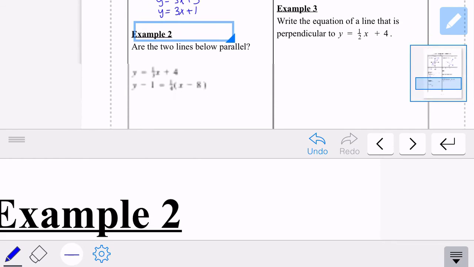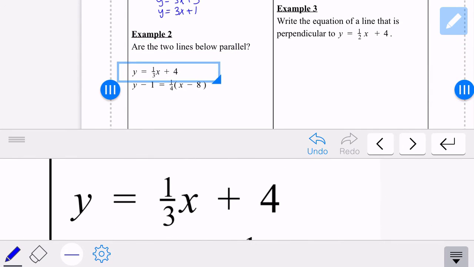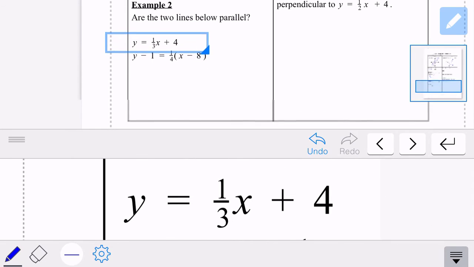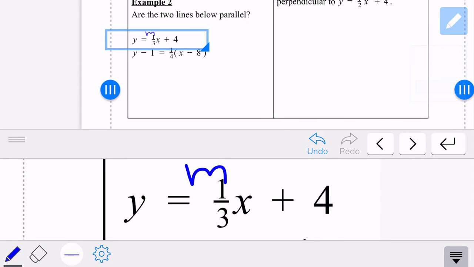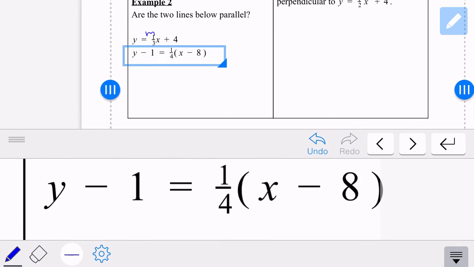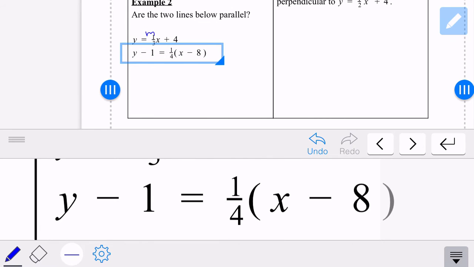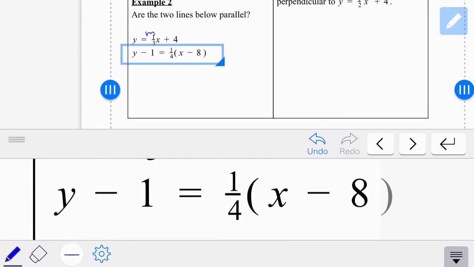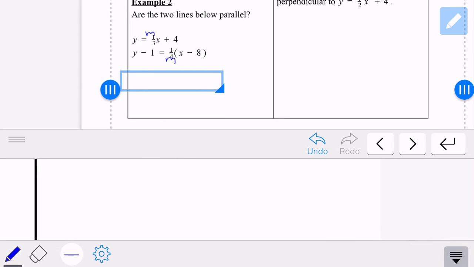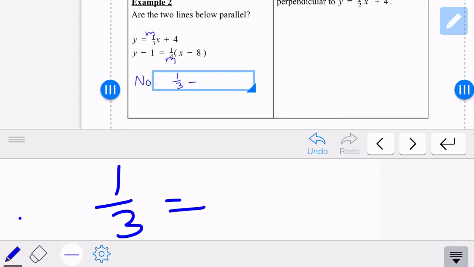And then last here, are these two lines parallel? So let's take a look at what we've got. We've got 1/3. That's our m right there. And then this other one, well, what is this one again? This is a point slope equation, but we still have our slope right there in front of us. So 1/3 and 1/4. Well, those are not the same, so no. And we could say that 1/3 is not equal to 1/4.